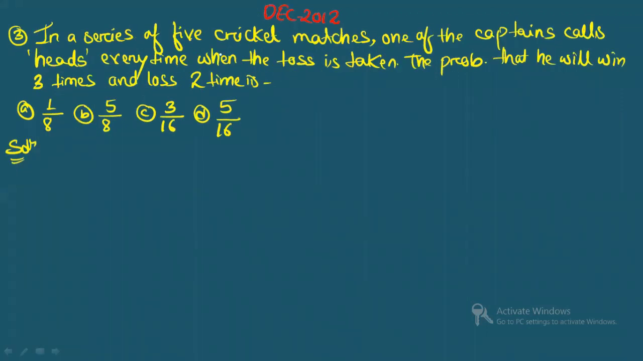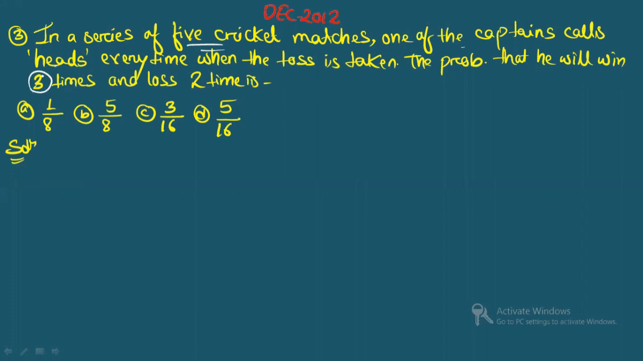Here it is said, in a series of 5 cricket matches, one of the captain calls head every time when the toss is taken. The probability that he will win 3 times and lose 2 times is. This question we have done in lectures also. Here 5 cricket matches are there, that means the number of independent trials, which is denoted by n, will be 5. And the captain is calling head every time. You are asked to calculate that he will win 3 times and lose 2 times.